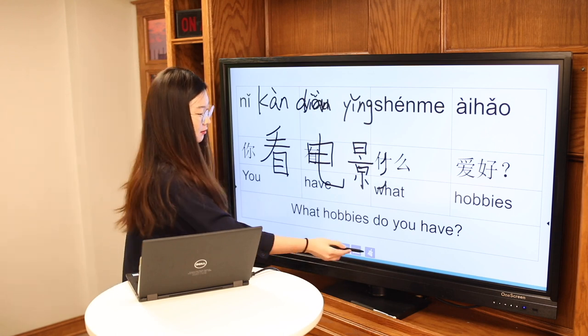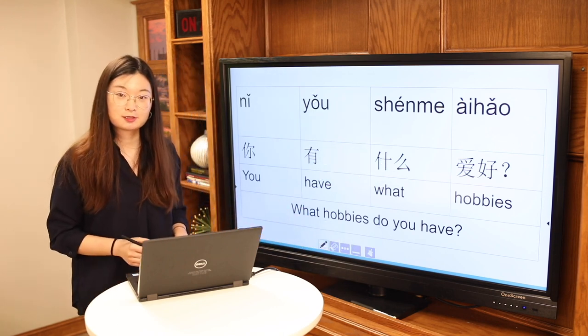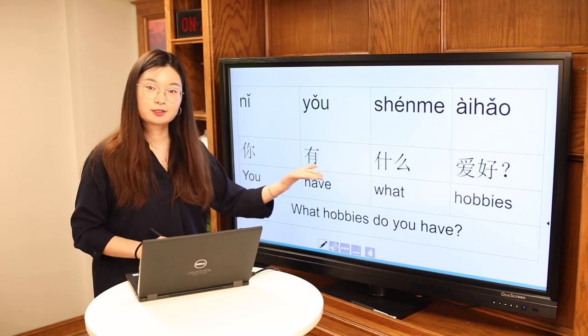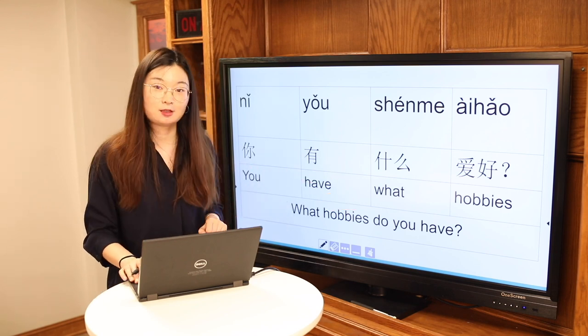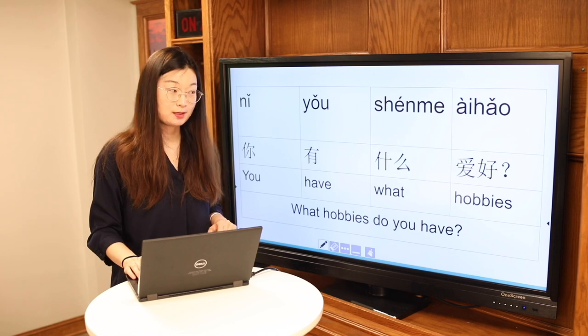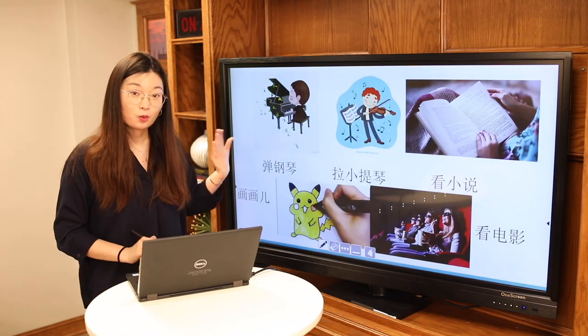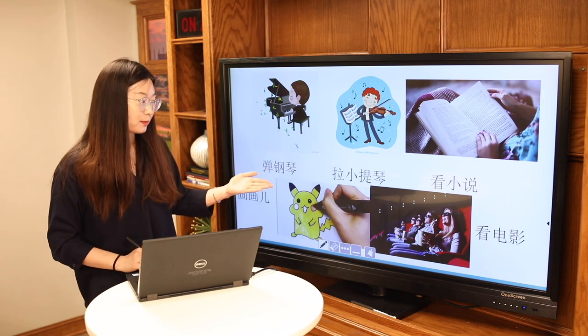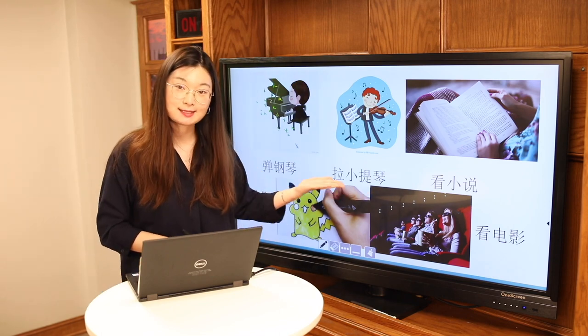So, to make a conclusion for the things we learned today, 你有什么爱好? So if someone asks you, 你有什么爱好? What hobbies do you have? You can say, 我喜欢, I like. 我喜欢弹钢琴. 我喜欢拉小提琴.